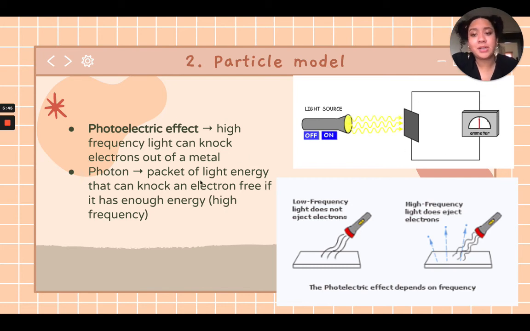And what is a photon? It's just a packet of light energy. We've talked about this when we talked about photosynthesis. It's just a packet of light energy that knocks an electron free if it has enough energy in it. So more energy means higher frequency. So if a wave has high frequency, it will be able to knock an electron free. Okay.